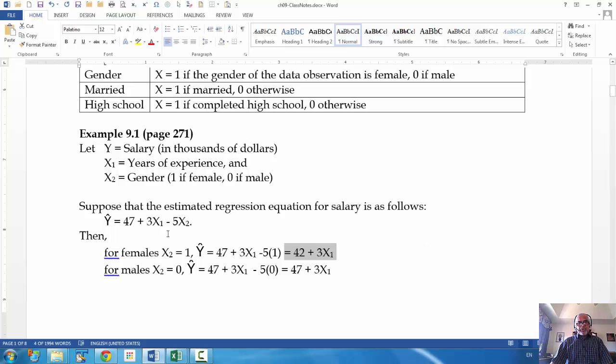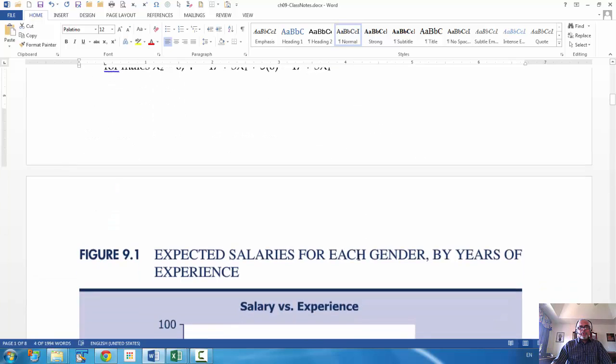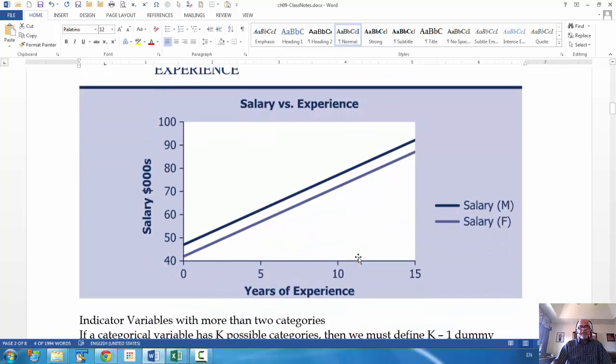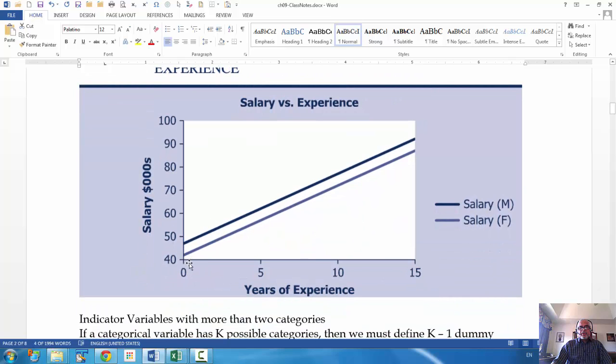On the other hand, if you put 0 for x sub 2, that would be for males, and the regression equation is simply 47 plus 3 x sub 1. So you get two different lines, one for the dummy variable equal to 1 and one for the dummy variable equal to 0. Here is how the equation will look: 42 and 47 as the intercepts and the slope being exactly the same with respect to the years of experience.